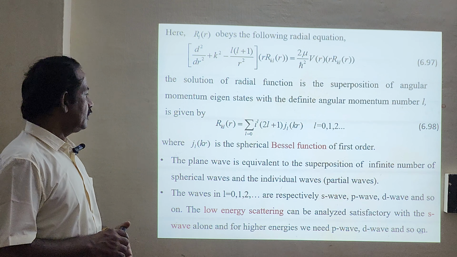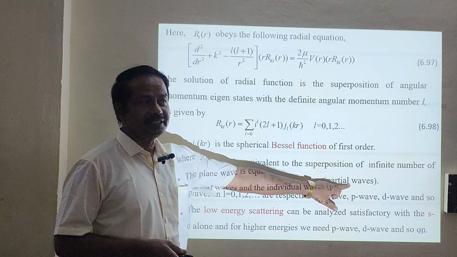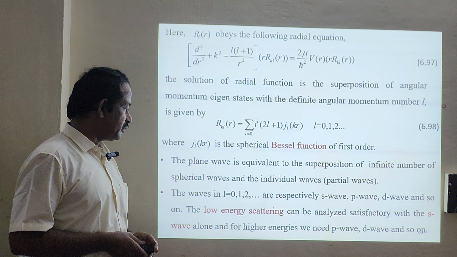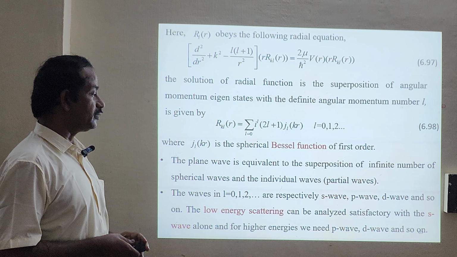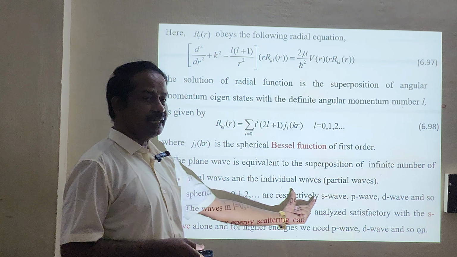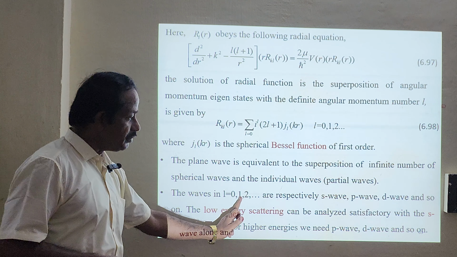The plane wave is equivalent to the superposition of an infinite number of spherical waves. Each individual one is nothing but a partial wave. The waves with L equal to 0, 1, 2 are represented respectively as S wave, P wave, D wave. Low energy scattering can be analyzed satisfactorily with the S wave. Of course, for simplicity, we can go with L equal to 0. We can observe the S wave easily, and the remaining terms will be P wave, D wave, and so on.